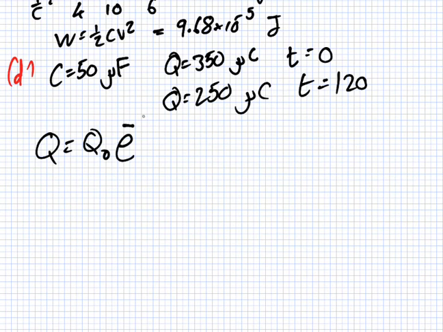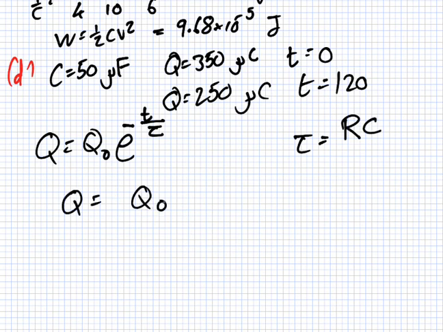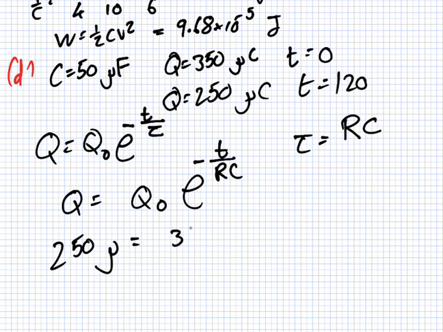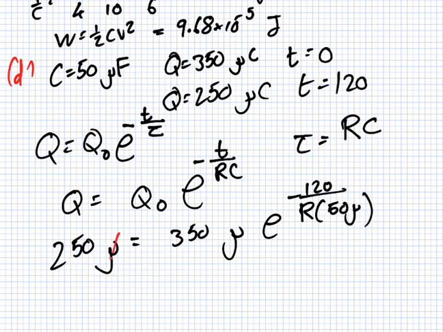So we have to use the formula Q equals Q0 e to the minus time over time constant. And the time constant, do you remember what the formula is? R times C. So you can have it as Q0 e to the minus T over RC. Now, we know the Q0 and we know the Q. We have 250 micro equals 350 micro e to the minus 120 over R times C, which is 50 micro. So that's nice, the micros cancel. We can divide by 350.